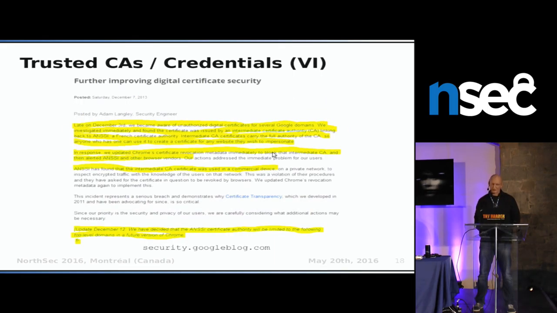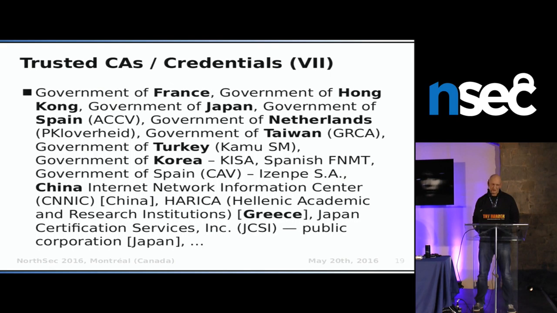But it's not only the problem of the Chinese. You can see also the French one. They were also caught. You can see that an intermediate CA was found being used in a commercial device. They were also caught doing man-in-the-middle attacks by using their own CAs.